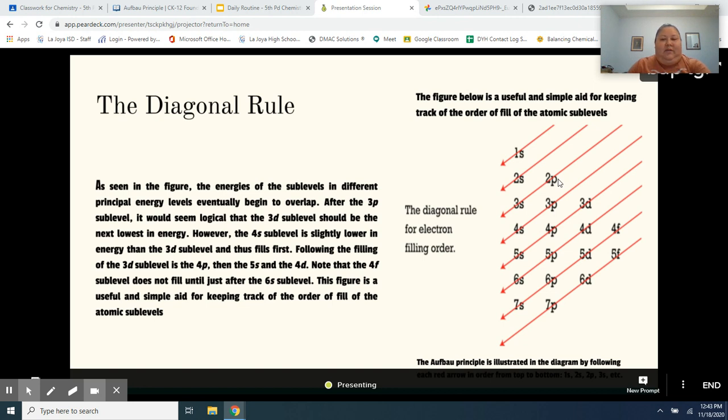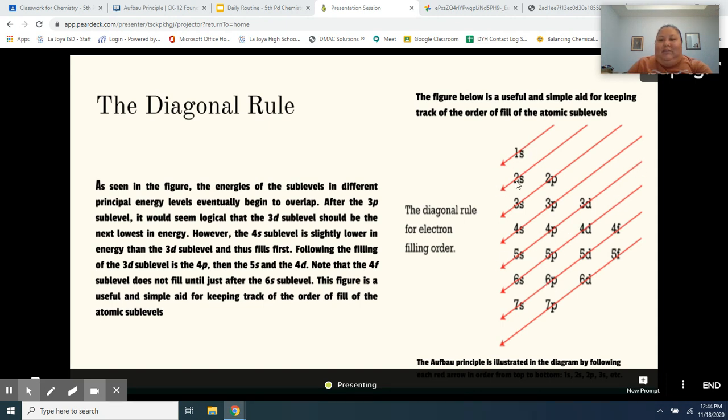2P. What comes after 2P, Irvin? Follow the arrow down. What comes after 2P? 3S. Okay. I'm at the bottom of the third arrow. I'm going to go to the top of the fourth arrow. What comes after 3S? And then after 3P, 4S. And then again, and then you keep going, and then you keep going, okay?